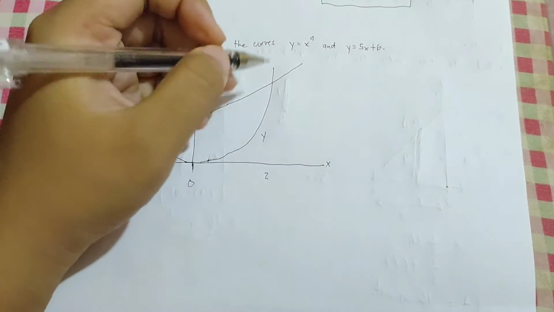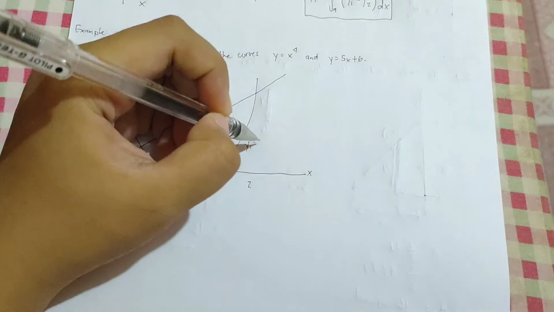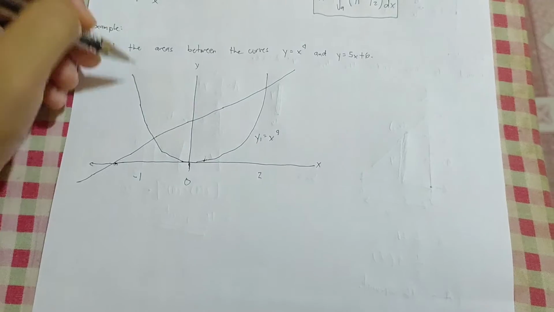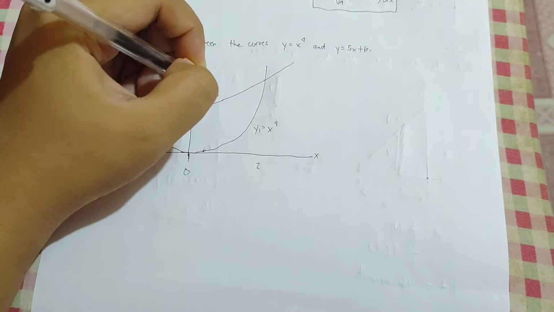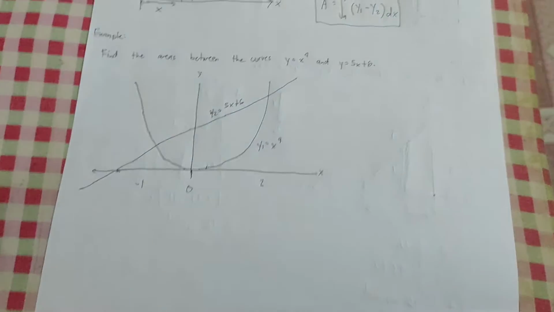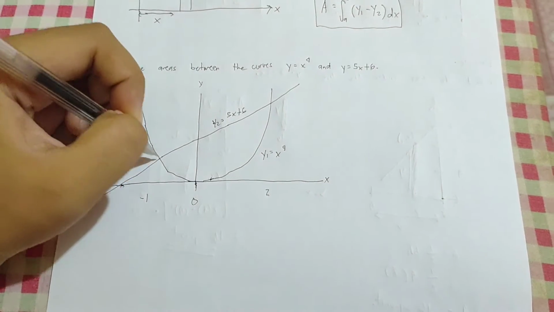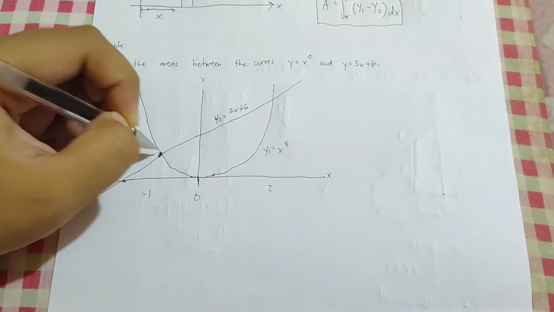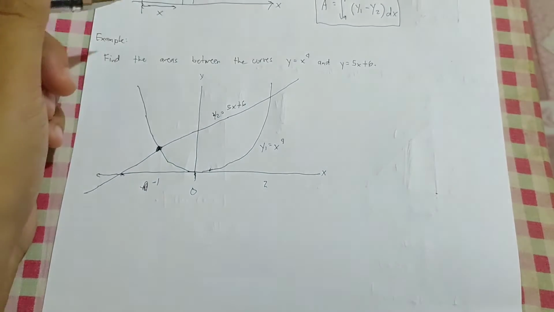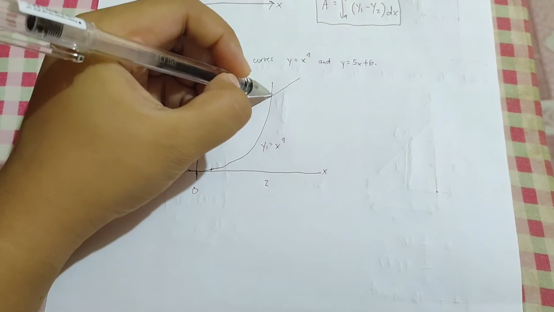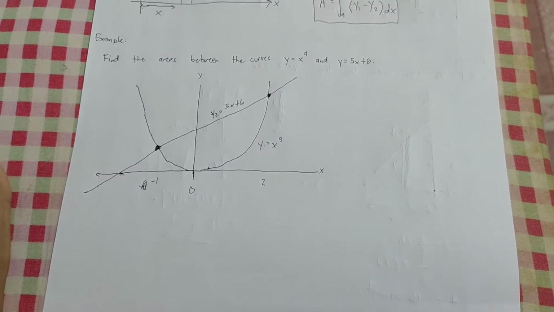This will be our y1, x to the fourth, and this line will be our y2, 5x plus 6. So we will put a point where they intersect, maybe at -1, and then here. That is the point where they intersect.